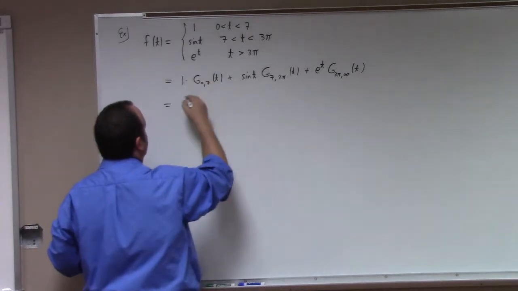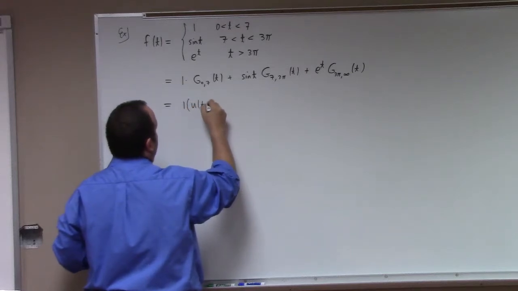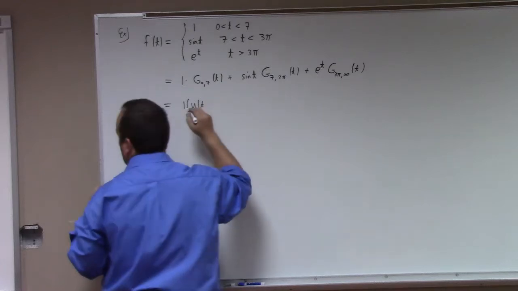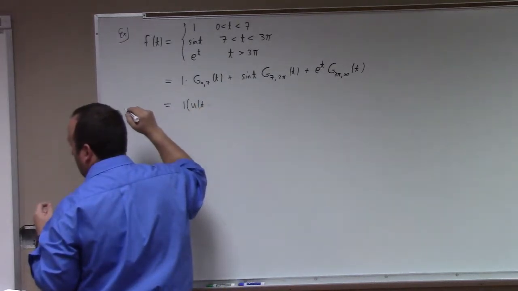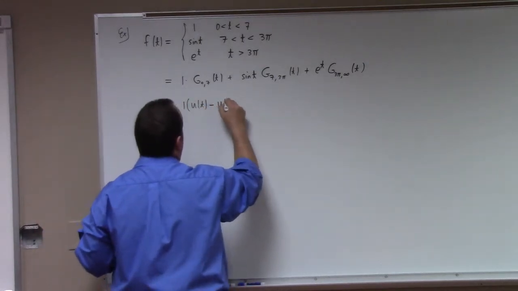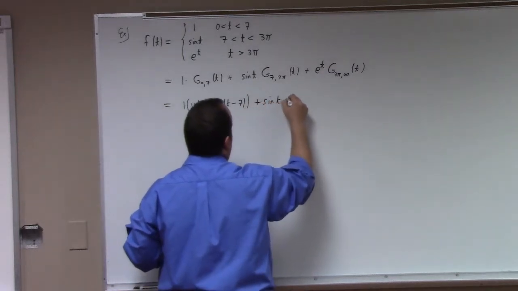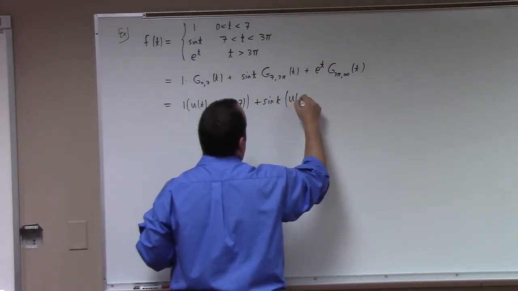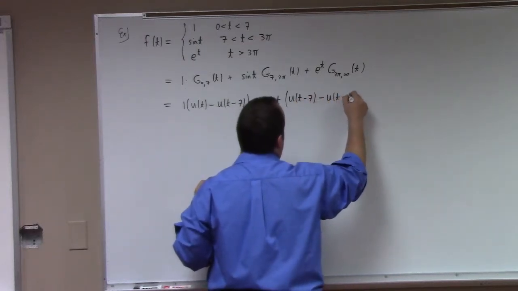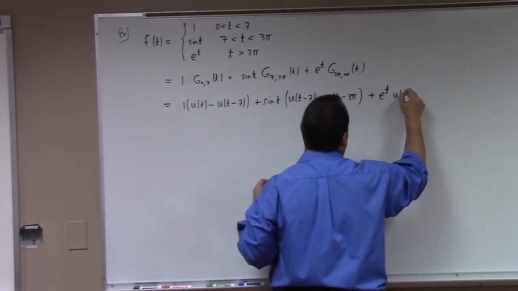So this one, we have 1 times u of t minus, how does it go? u of t minus u of t minus 7, plus the sine of t times u of t minus 7 minus u of t minus 3 pi, plus e to the t times u of t minus 3 pi.